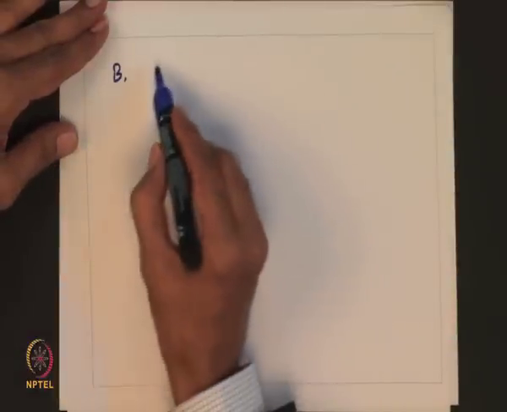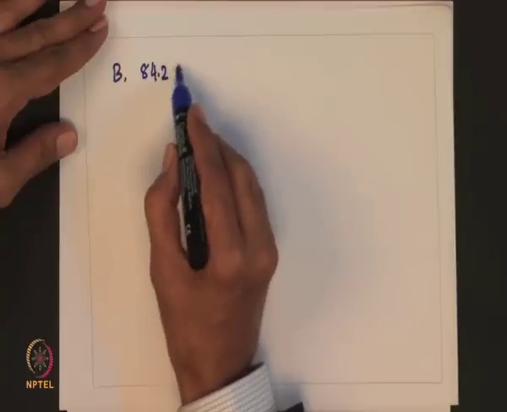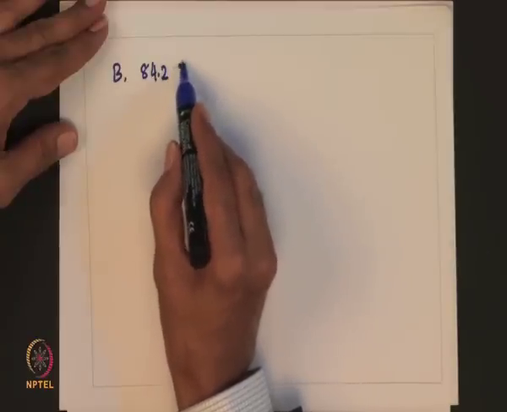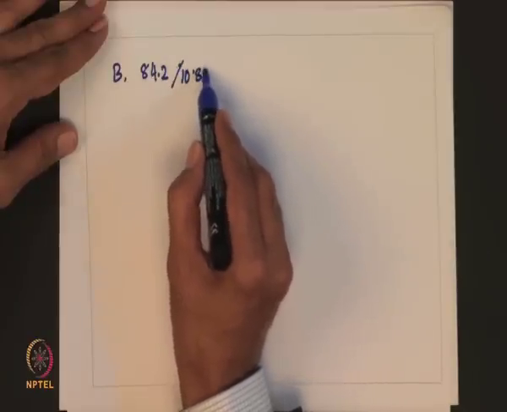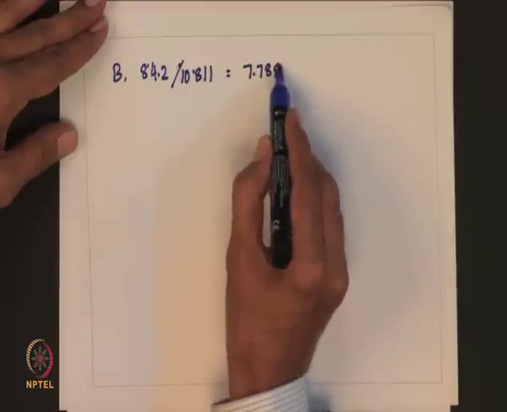One can make an attempt to calculate that one. It is very simple. You can do it using two methods. First, look into boron. So, here 84.2% is there, and divided by 10.811, you get 7.788.